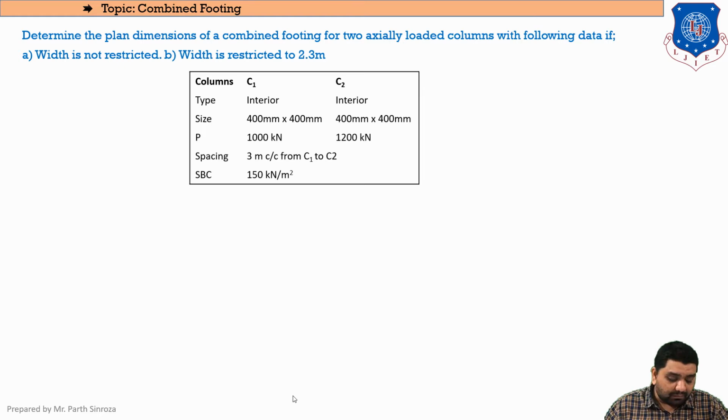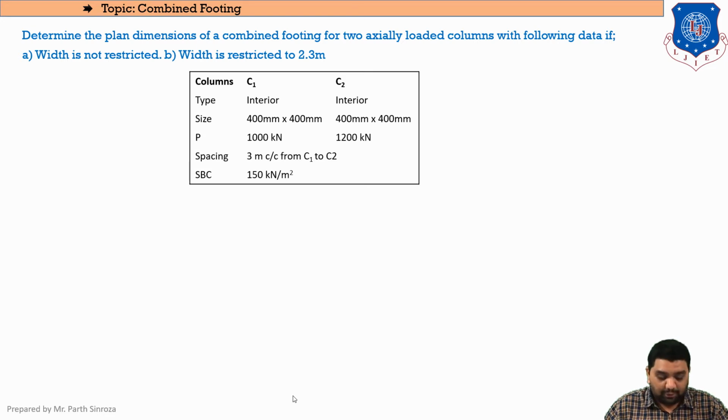The sum is: determine the plan dimensions of a combined footing. We just need to finalize the dimensions and the plan section for a combined footing for two axially loaded columns having the following data, and it is given that there are two conditions. The first condition is that the width is not restricted, and the second is that the width is restricted to 2.3 meters. This is the data that is given in your question.